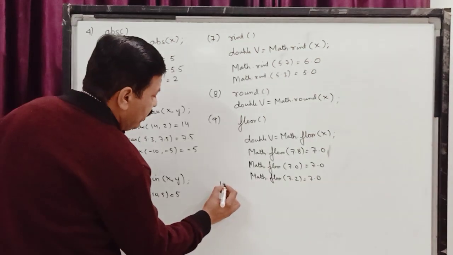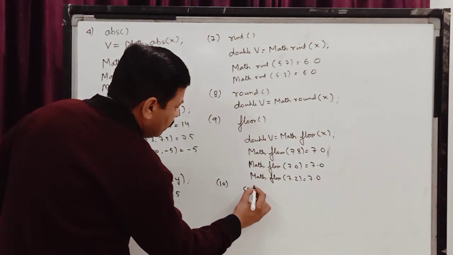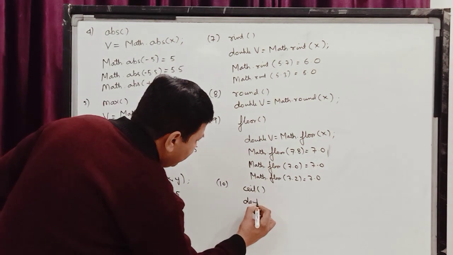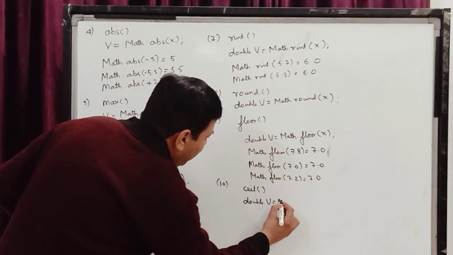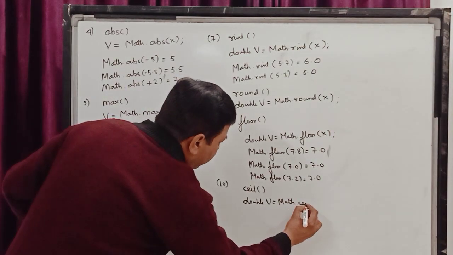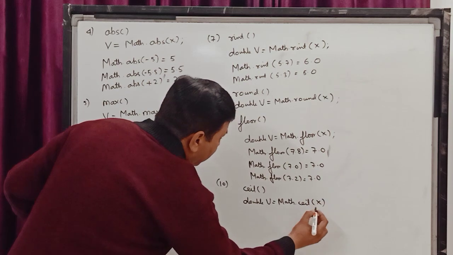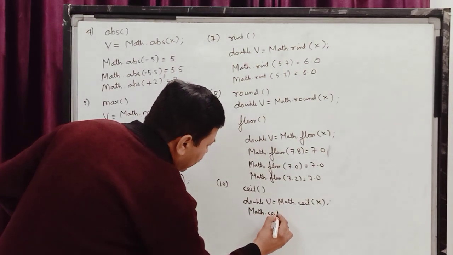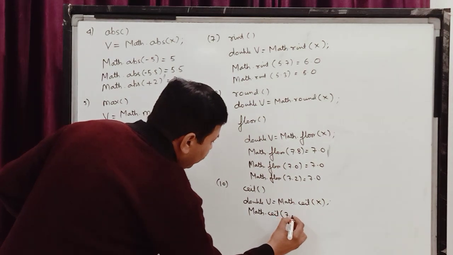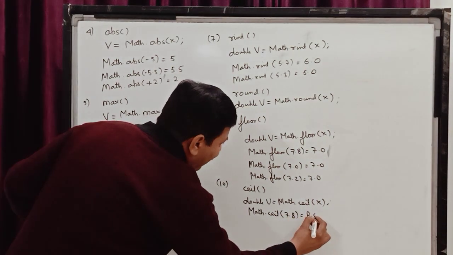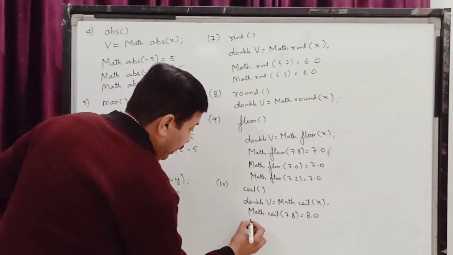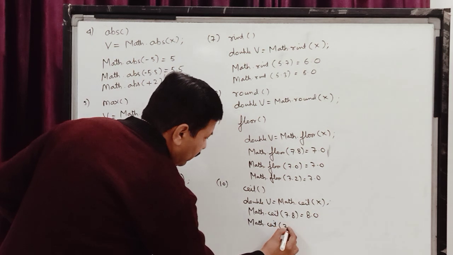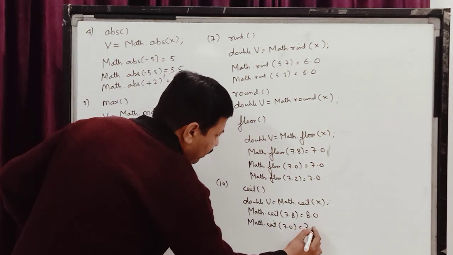Then the next function, children, over here is ceil. This is just opposite to floor, and we write it like this: double v is equal to math dot ceil x. Say if I have a value like this, math dot ceil, my value is 7.8. It is going to give me a value 8.0. Say if my value is 7.0, it is going to give me a value 7.0.